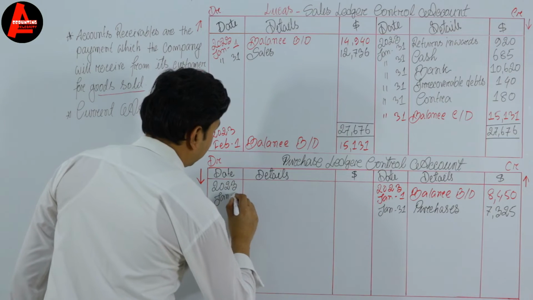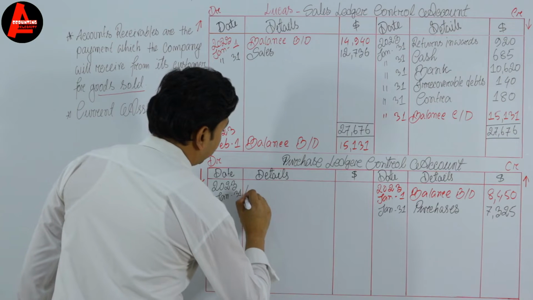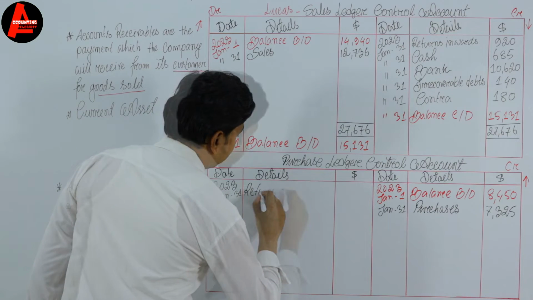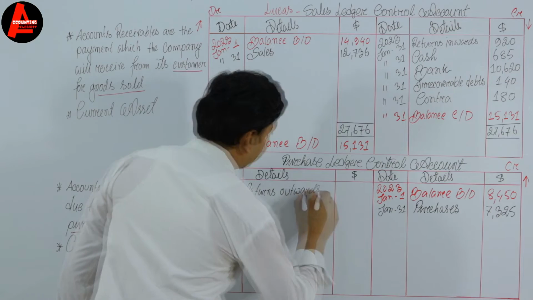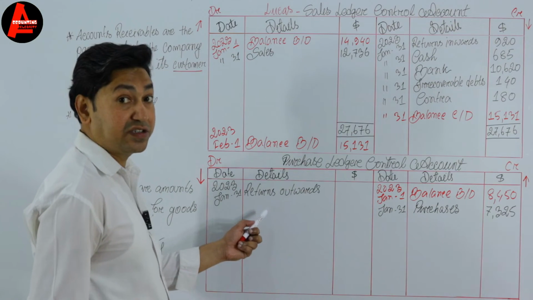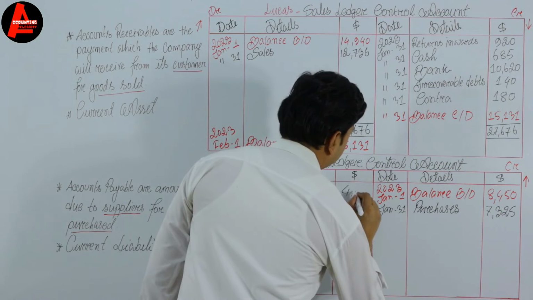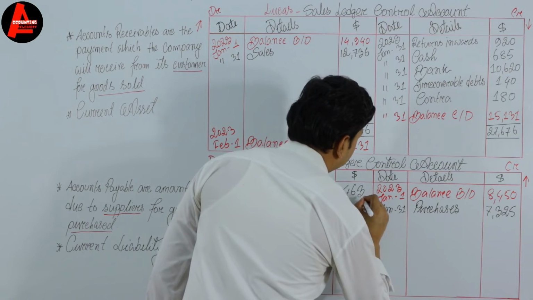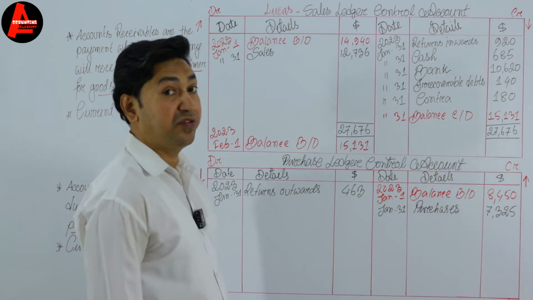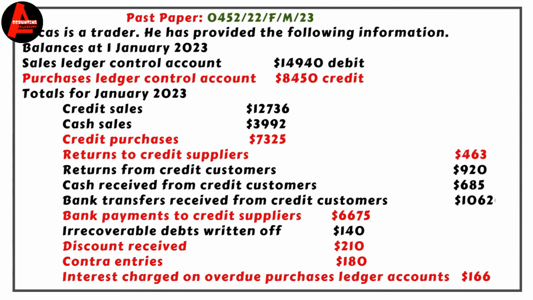2023 January 31st. We will write here returns outwards. If you write here purchase returns, it is also okay. So here we will write $463. Okay, great, done.